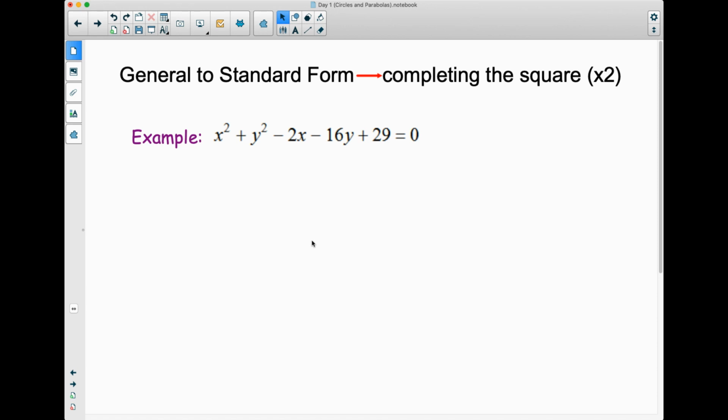Yeah, I don't remember. All right, so we're going to complete the square twice. I'm going to move my x's together.